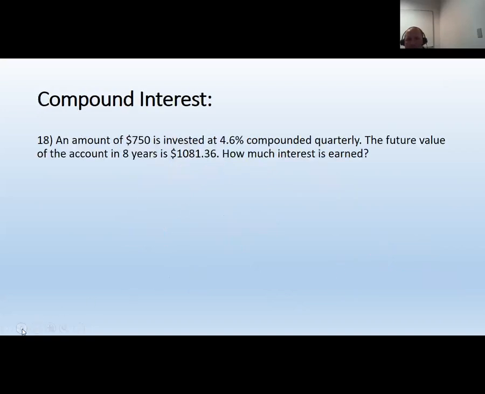Okay. And we've got one more problem here. This says an amount of $750 is invested at 4.6% compounded quarterly. The future value of the account in 8 years is $1,081.36. How much interest is earned? This is just a straightforward, one-step problem.